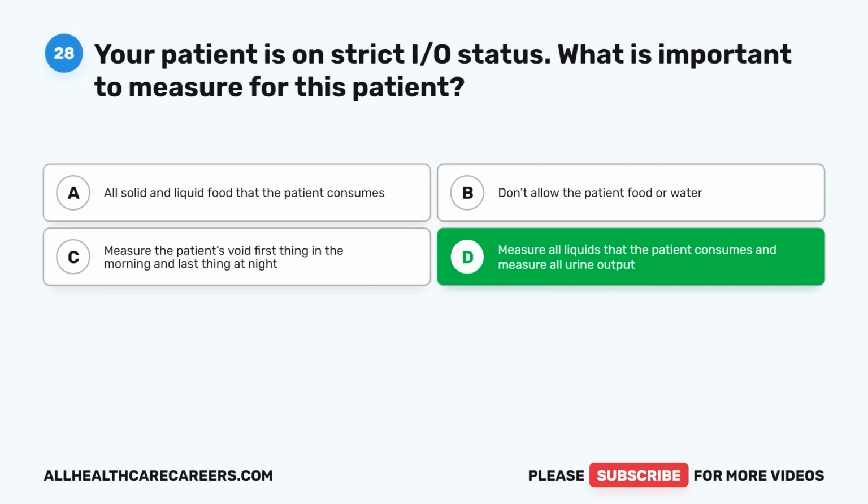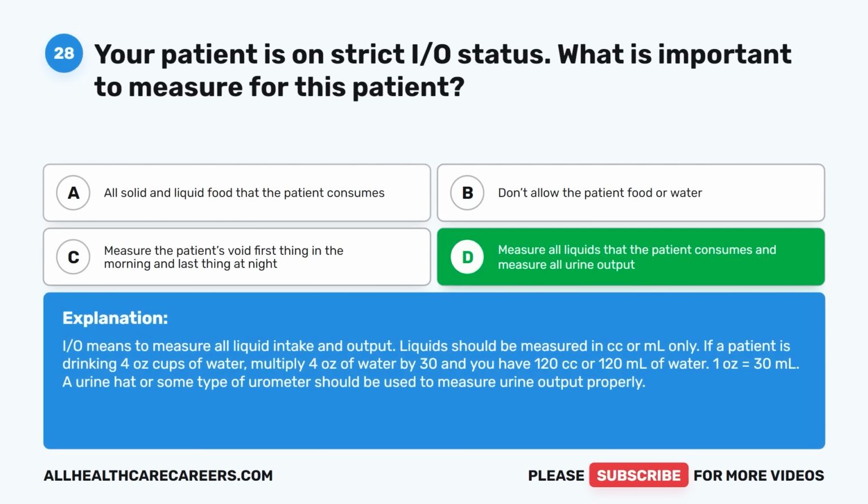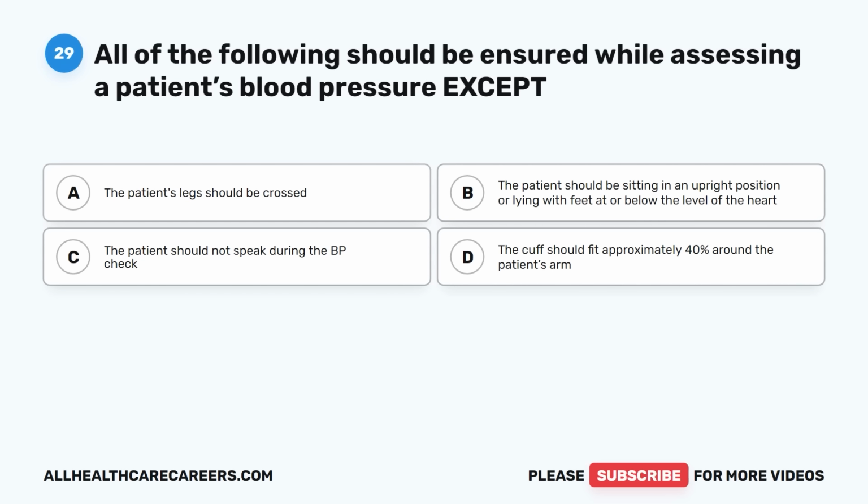Measure all liquids that the patient consumes and measure all urine output. IO means to measure all liquid intake and output. Liquids should be measured in cc or ml only. If a patient is drinking 4-ounce cups of water, multiply 4 ounces of water by 30, and you have 120 cc or 120 ml of water. 1 ounce equals 30 ml. A urine hat or some type of urometer should be used to measure urine output properly.